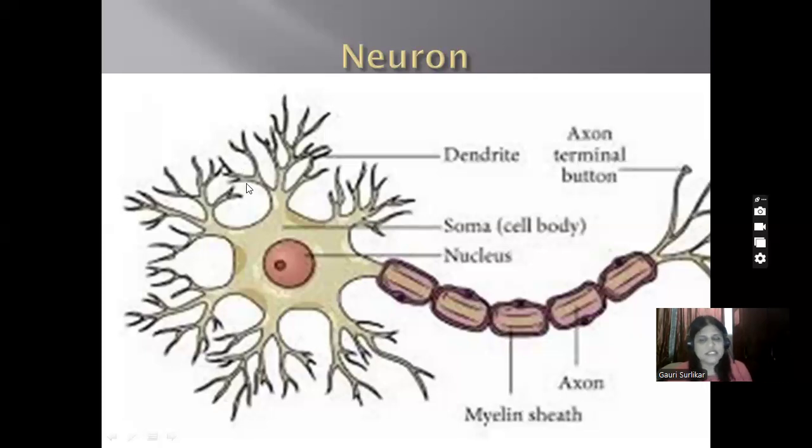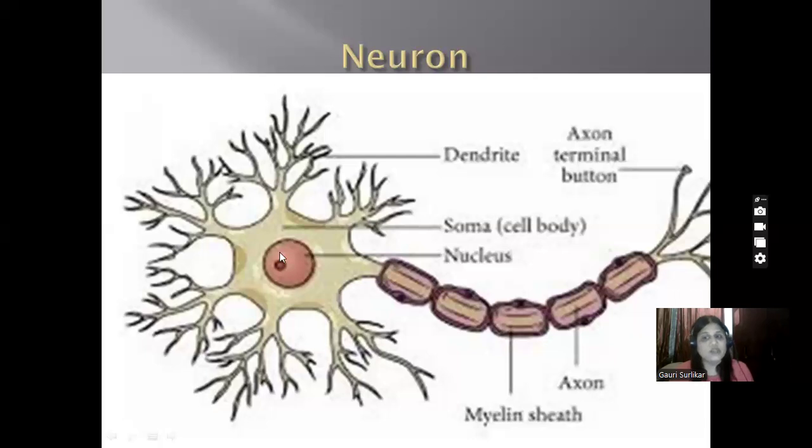Let us revise once again. A neuron has three parts. The first part of the neuron is called the cyton or the cell body. The second part is the dendron. The third part is the axon. Okay. What is in the cyton? Nucleus, nucleolus, organelles and micelle granules.